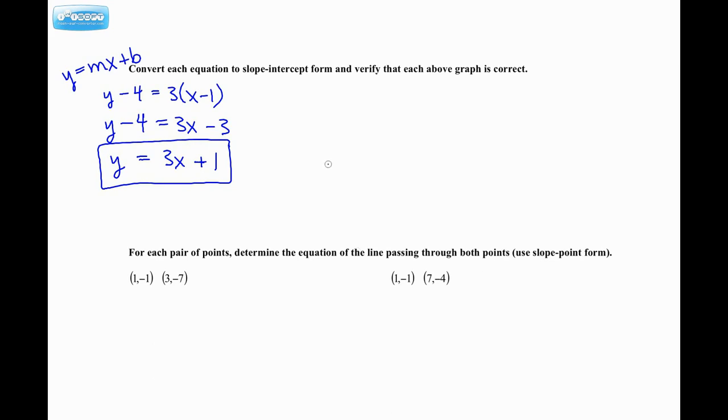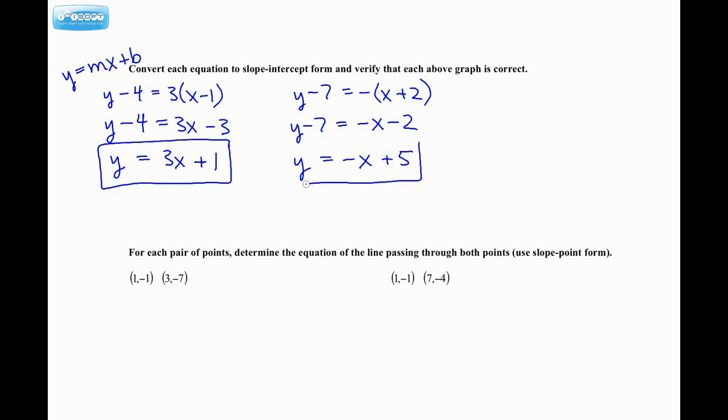Okay, for the next one, we had y take away 7 equals negative, it's invisible, negative 1 times x plus 2. Okay, so let's apply the same technique here. Let's get rid of those brackets. So really it's just negative 1 times everything in here. That just changes all the signs. There we go. And to solve for y, we just need to add 7 to both sides. So that's going to give me negative x. And adding 7 to both sides, well, I get negative 2 plus 7. That is positive 5. Okay, so that is slope-intercept form.